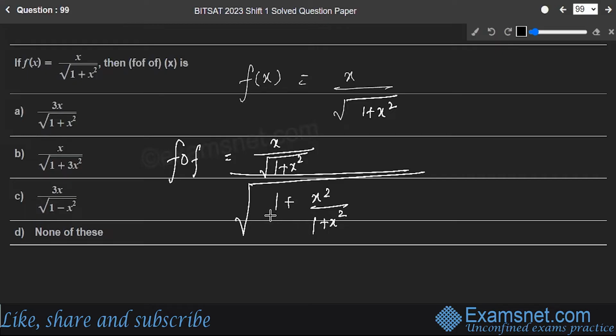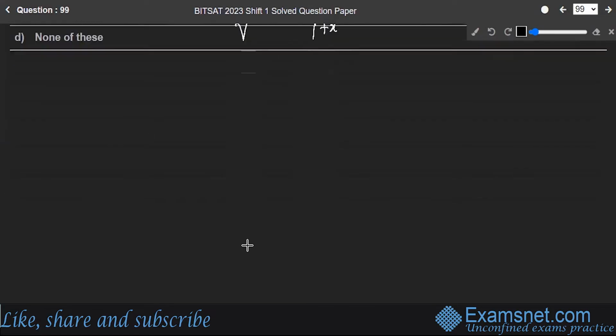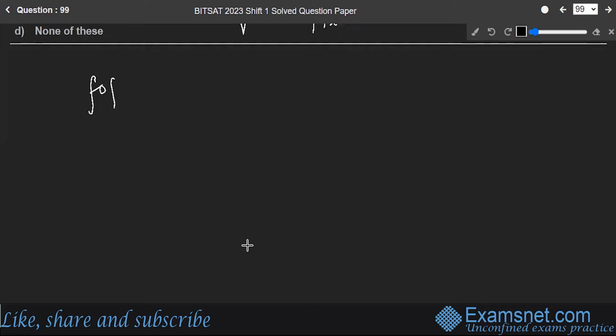So on solving, this will give me x upon root of 1 plus x squared, multiplied by 1 plus x squared over here. And here you have root of 1 plus x squared plus x squared. These two things will cancel and you will be left with f of f is equal to x upon root of 2x squared plus 1.